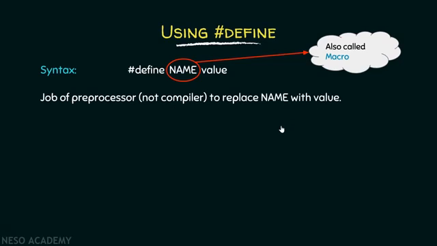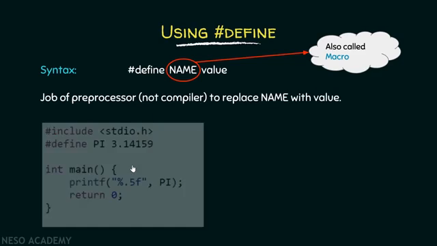This is the job of the preprocessor, just like the preprocessor does the job of replacing the header files with their actual content. You know that #include stdio.h is going to get replaced by the preprocessor. This name over here is also going to get replaced by the value available over here. And this is the job of the preprocessor.